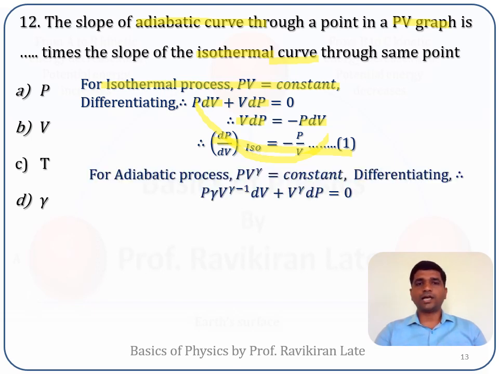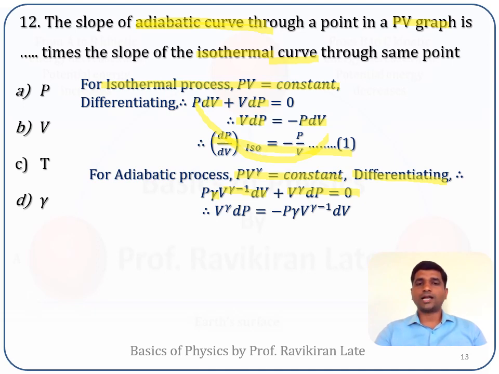Now similarly we will calculate the same for the adiabatic curve. Now for adiabatic process, we know the adiabatic relation is PV raised to gamma is equal to constant. If I differentiate this equation, I will get P constant into derivative of V raised to gamma. V raised to gamma is a power function, so we have to multiply the power, that is gamma, and we have to decrease the power by 1, so it will be V raised to gamma minus 1 into dV, plus now second constant, that is V raised to gamma as it is, and derivative of first, it will be dP, is equal to derivative of constant, it will be 0.